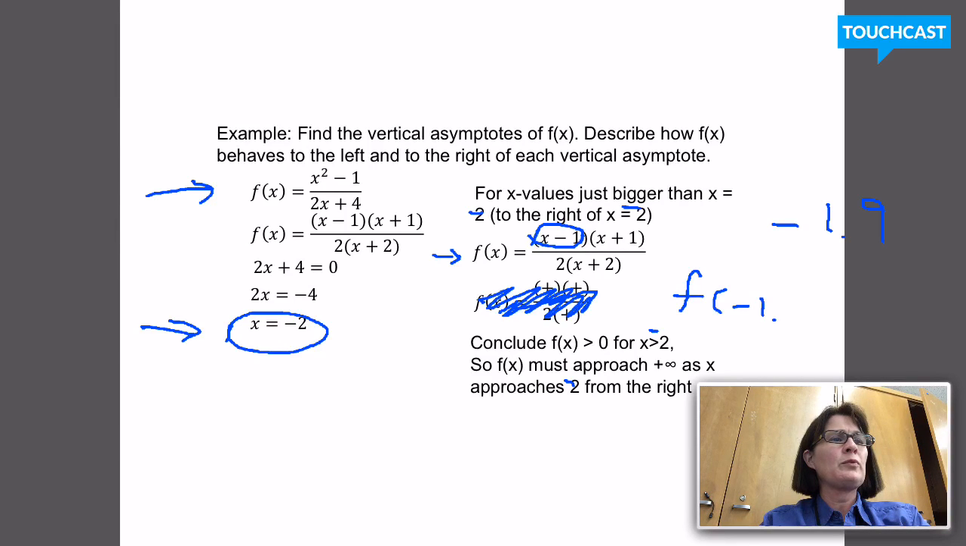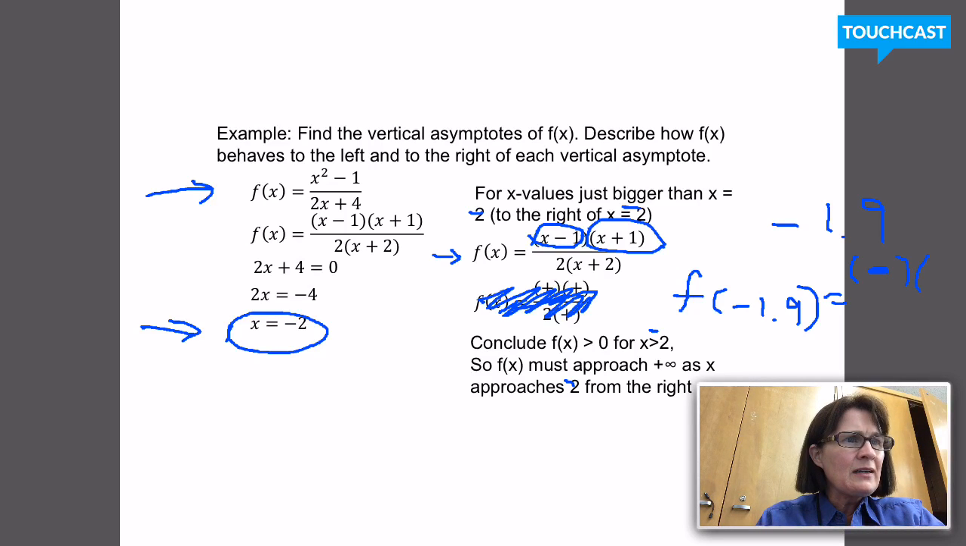So that factor that was x minus 1, when I plug in -1.9 for x, the result is a negative value, -2.9. What happens when I plug in -1.9 to this factor? I'm going to have -1.9 plus 1, again, negative. That's a negative sign inside parentheses, in case that's hard to read.